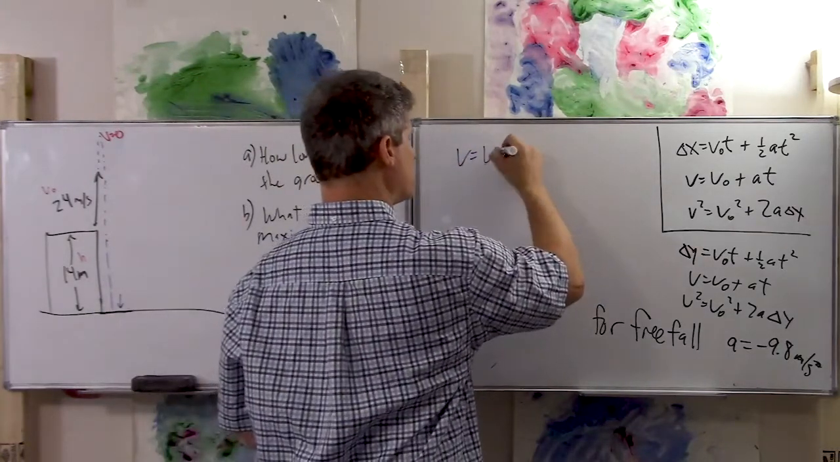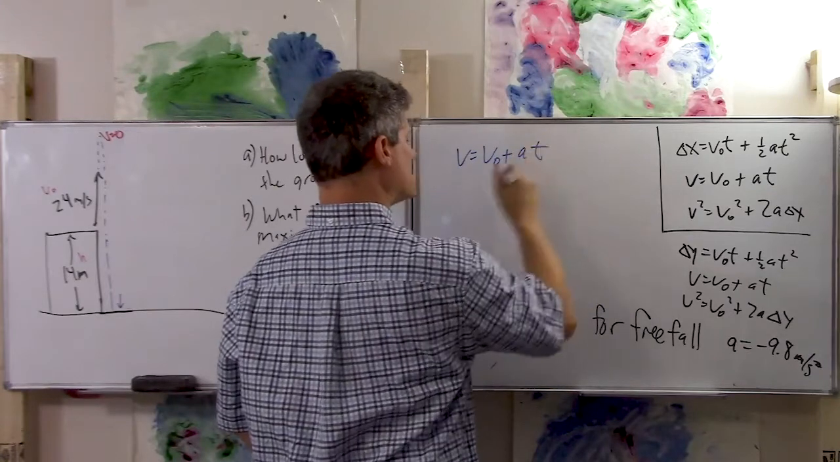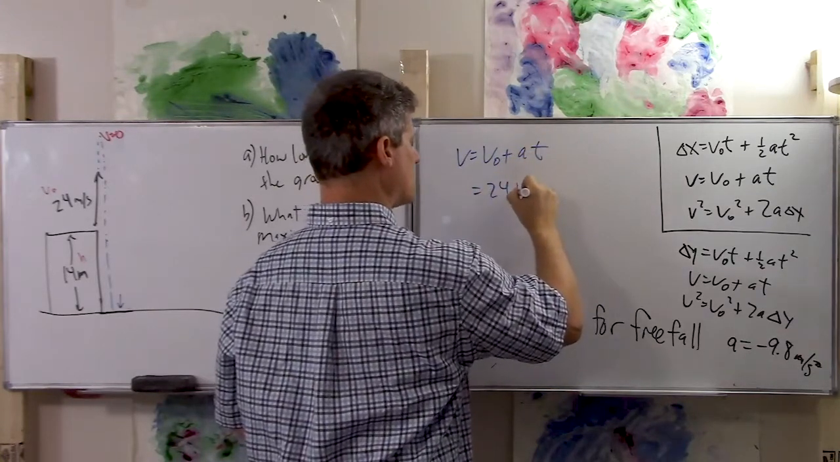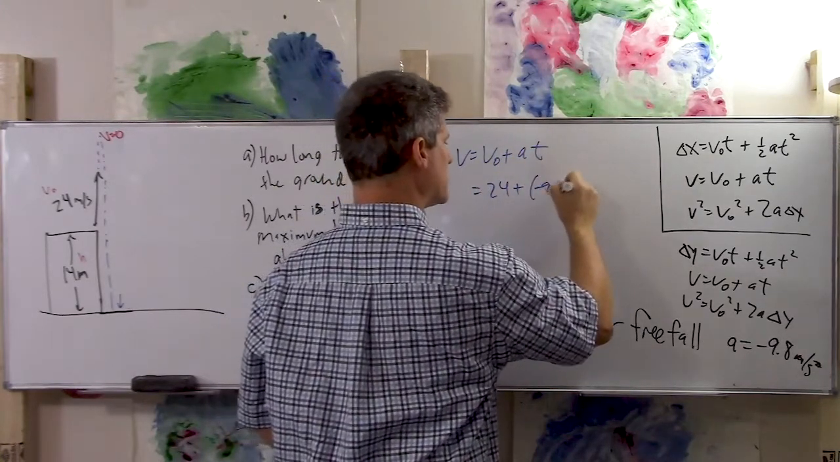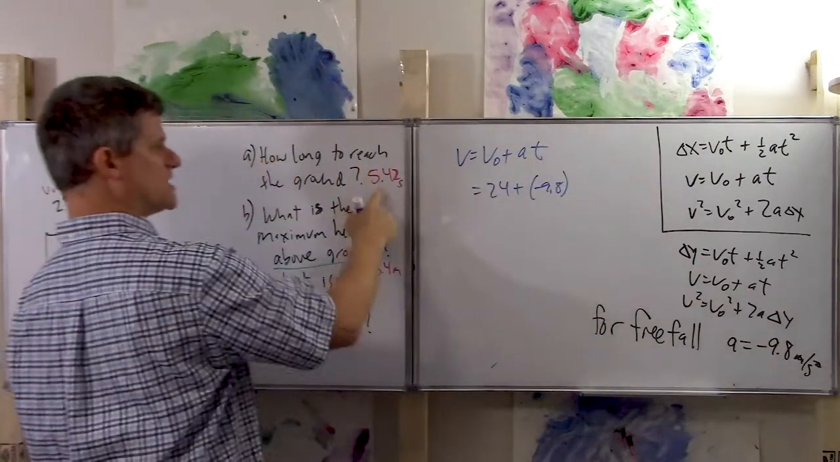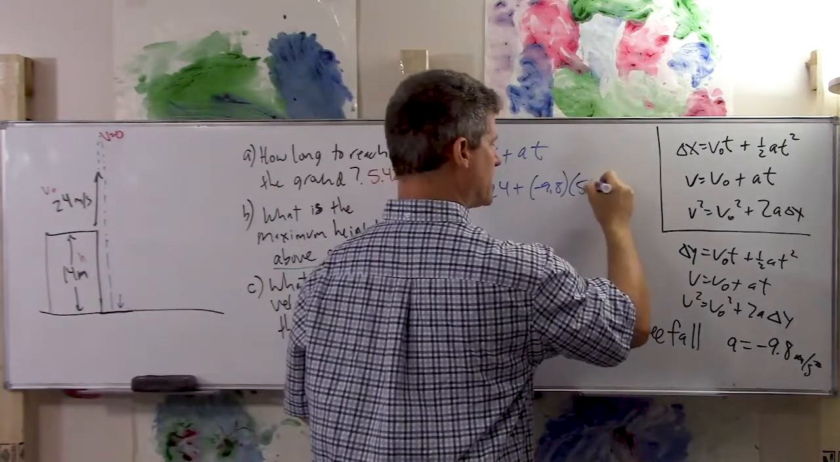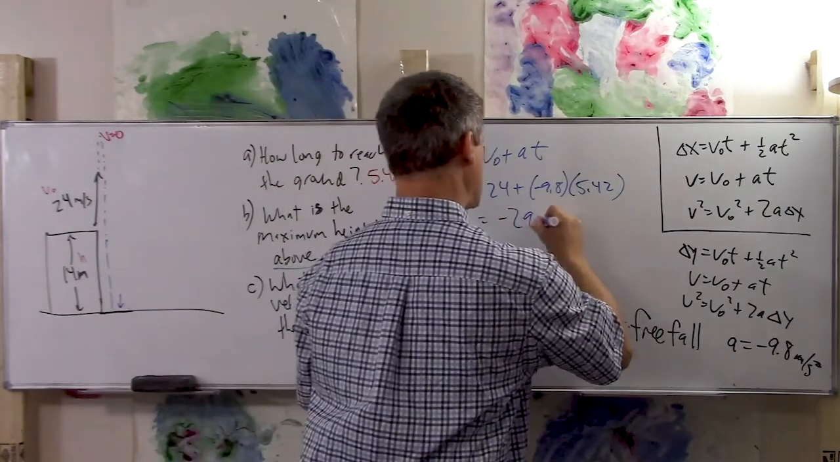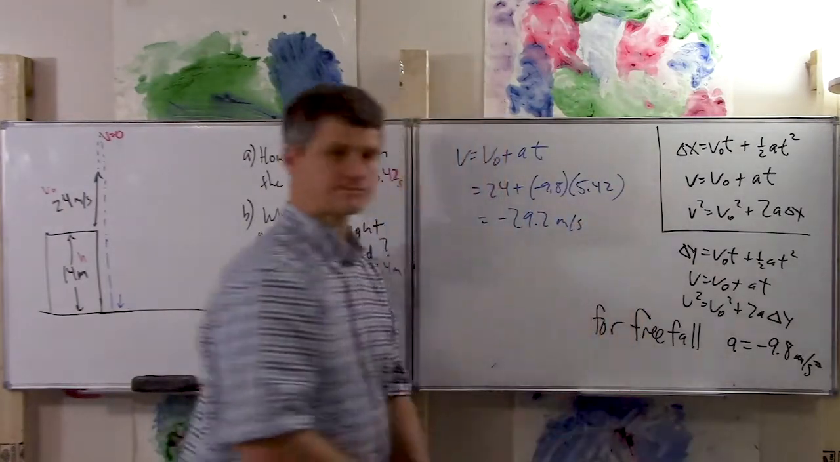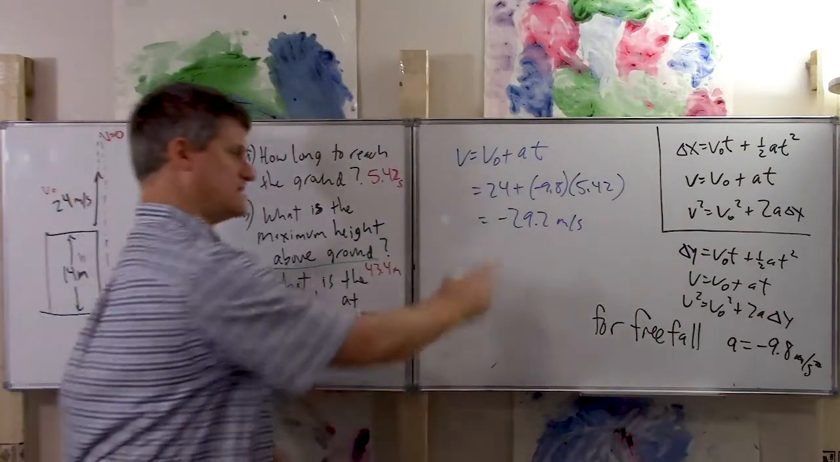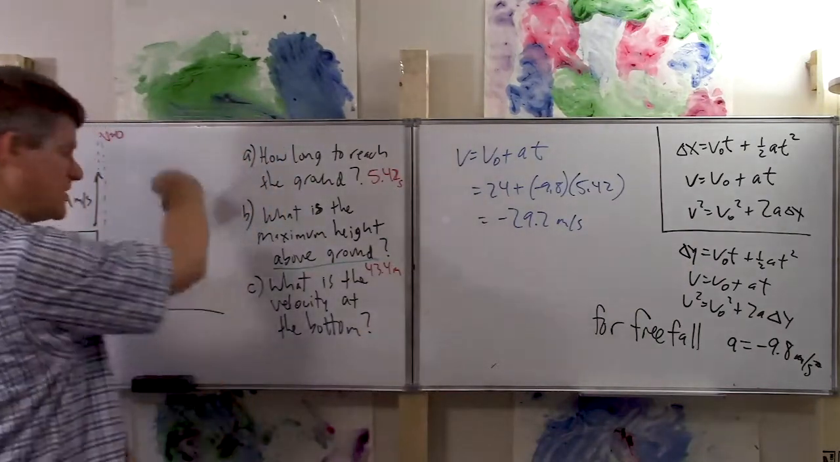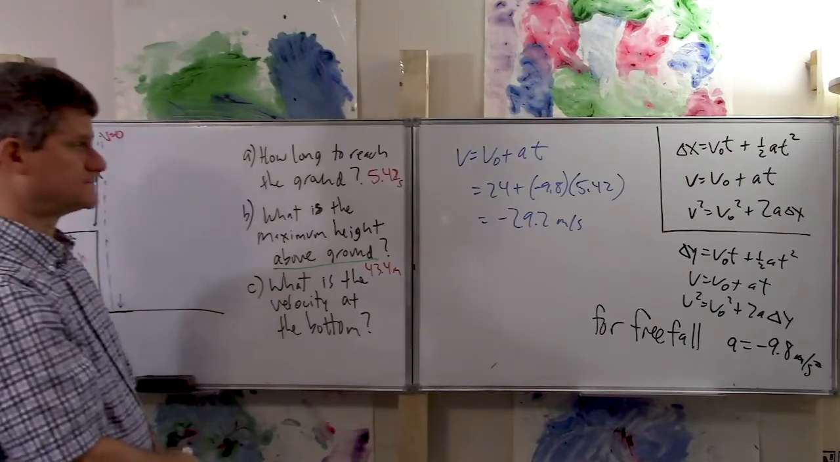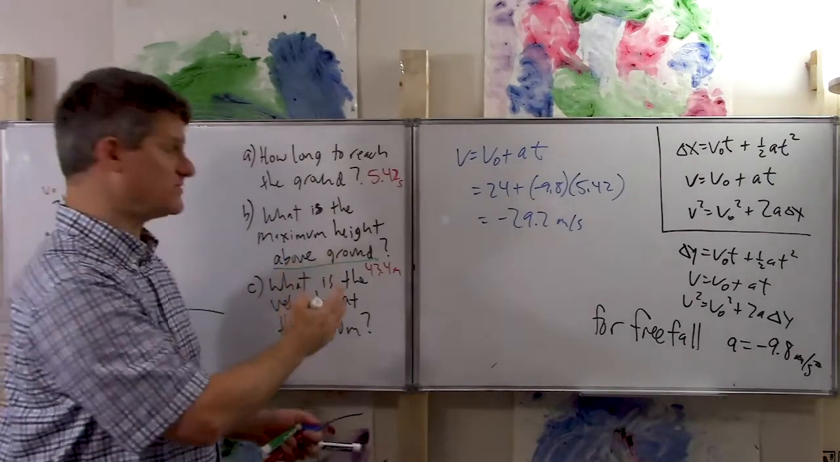v equals v0 plus at. So 24 plus negative 9.8 times time, the total time is 5.42. We found that out in part A. And this gives us negative 29.2 meters per second. All right, it's negative because the velocity is going down. Now there's another way we could solve this.